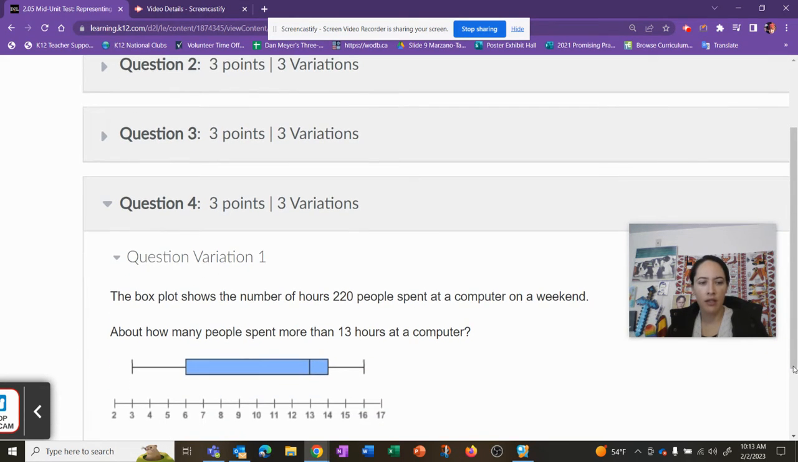Gotta go slow. So the way we read it is, 3 is our minimum. 6 is our Q1. Look, our median, our middle, is all the way over there at 13. Our Q3 is 14 and our max is 16. So what is the question? About how many people spent more than 13 hours at a computer? Well, here's 13 at our median.